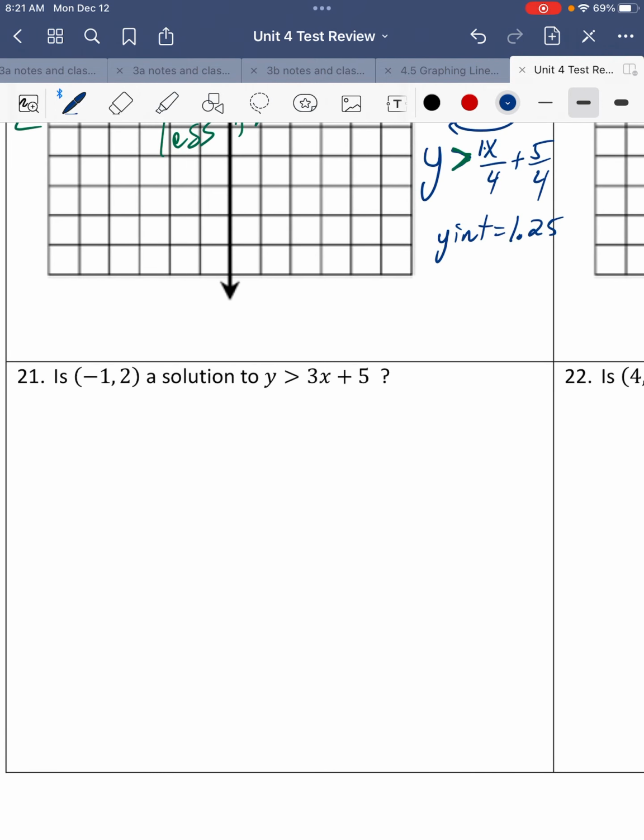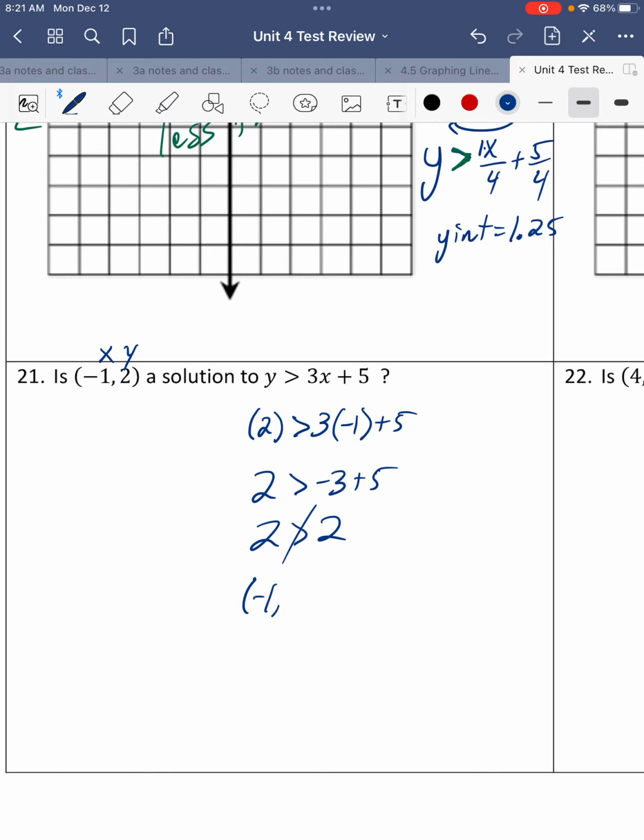All right. Now to test if a coordinate is a solution, pretty simple. Substitute x and y into the equation. So 2 greater than 3 times x, so 3 times -1 plus 5. 2 is greater than -3 plus 5. 2 is greater than 2. No, that is not true. So -1, 2 is not a solution.